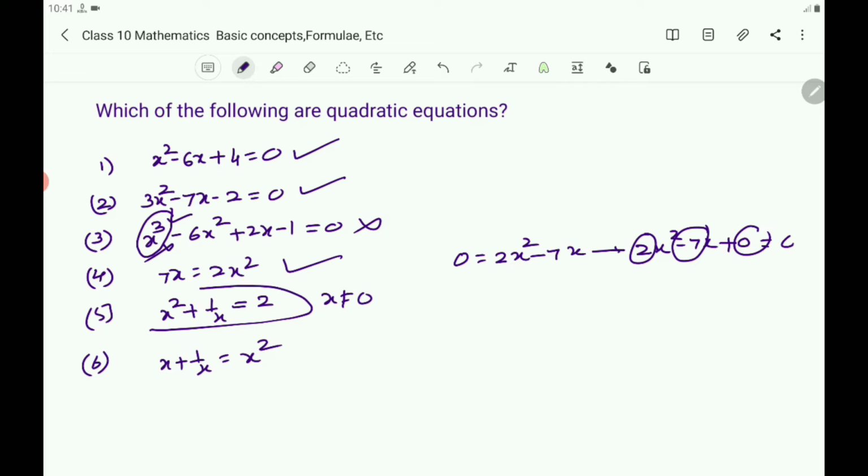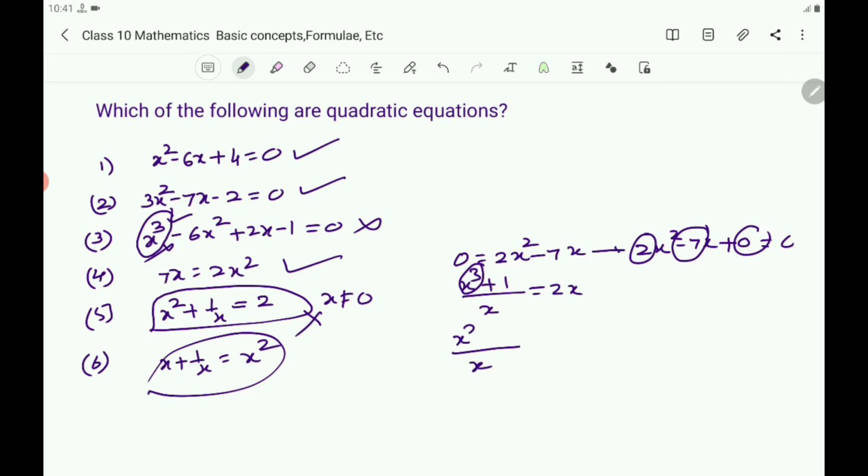Now this one, here you can't say directly, you must try to bring this to the form of quadratic equation if it is possible. So here you take the LCM. If you take the LCM x, then it becomes x cube plus 1 equals x. So here as you will get a cube, it is not a quadratic equation. And also you see this one. Again you take the LCM here, the numerator becomes x square plus 1, and if you do the cross multiplication that becomes x square plus 1 equals x cube. So this is also not a quadratic equation.